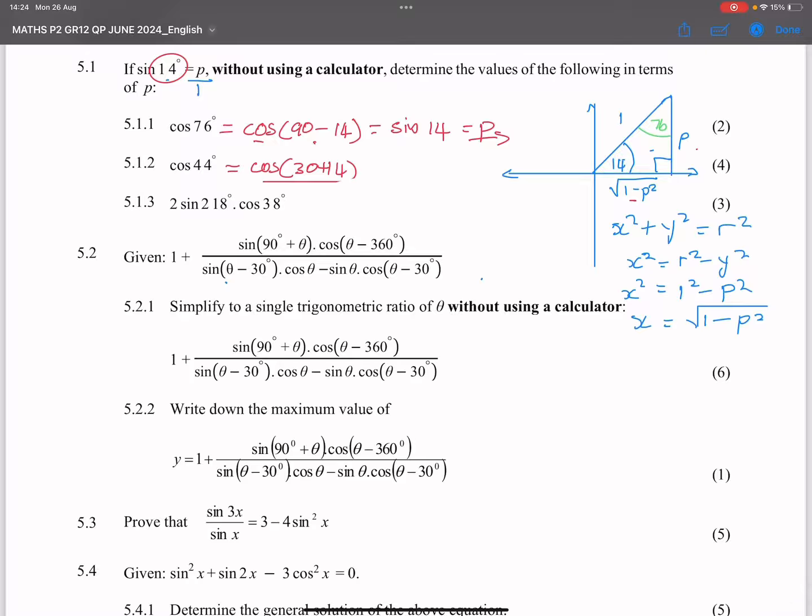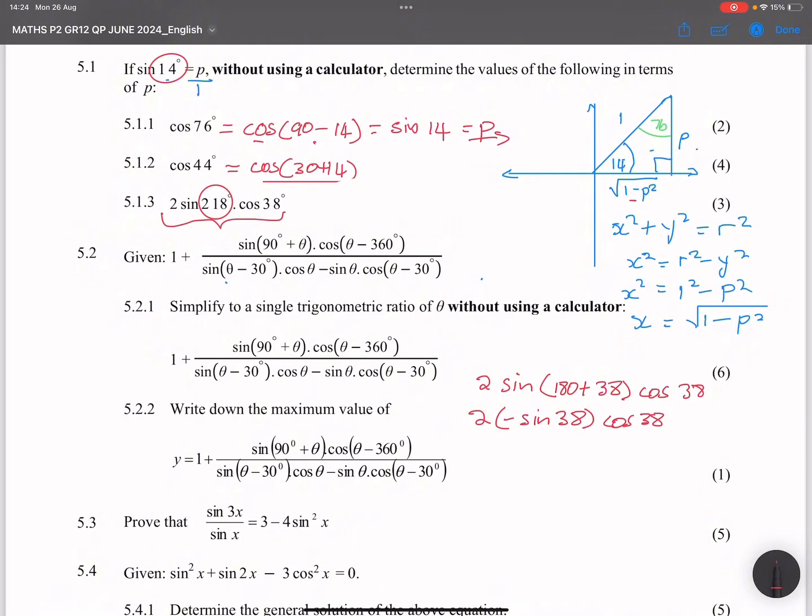However, this does look like the double angle formula for sine, doesn't it? 2 sine x cos x. So all I need to do is reduce this angle here, 218. So 2 sine, 218 is 180 plus 38, cos of 38. Now, sine of 180 plus 38 is in the third quadrant, and I know sine is negative there. So this becomes minus sine of 38 cos 38. That does look very impressive. Now I'm taking the negative out there. That's negative 2 sine of 38 cos 38.